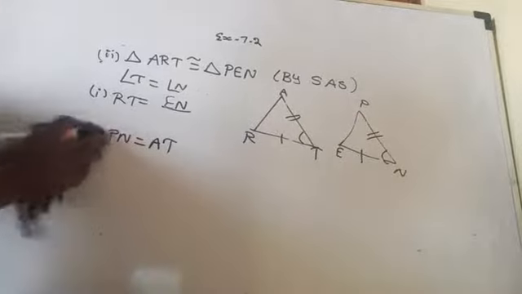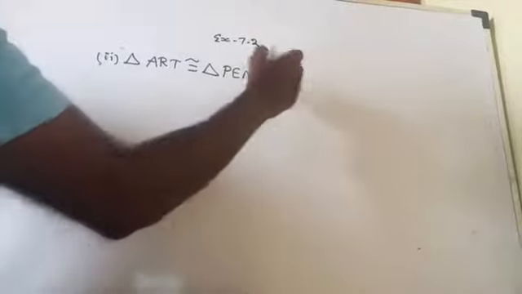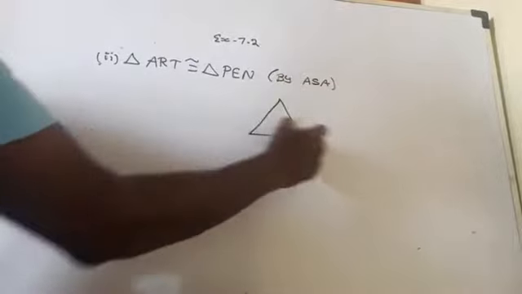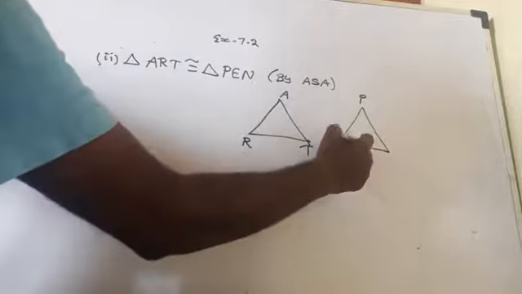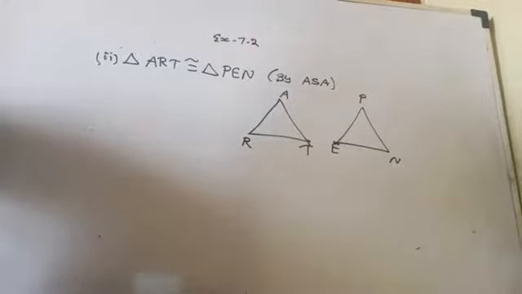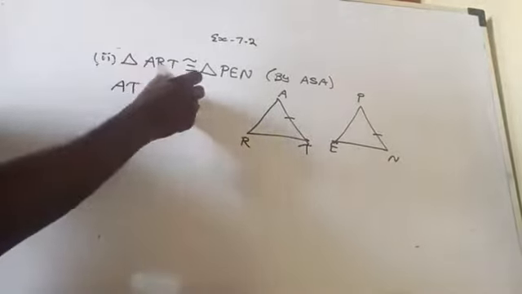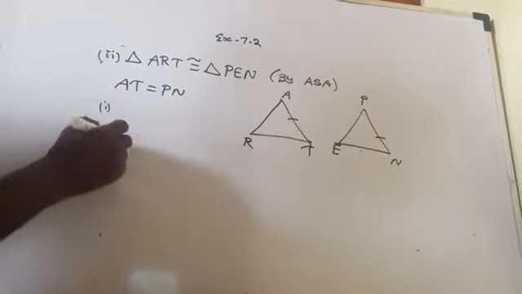Then AT equal to PN, it is given, by ASA. So triangle ART is congruent to triangle PEN. Am I right? Then it is given that AT equal to PN. Then you have to say what are the two angles that are equal? What are the two pairs of angles that are equal?